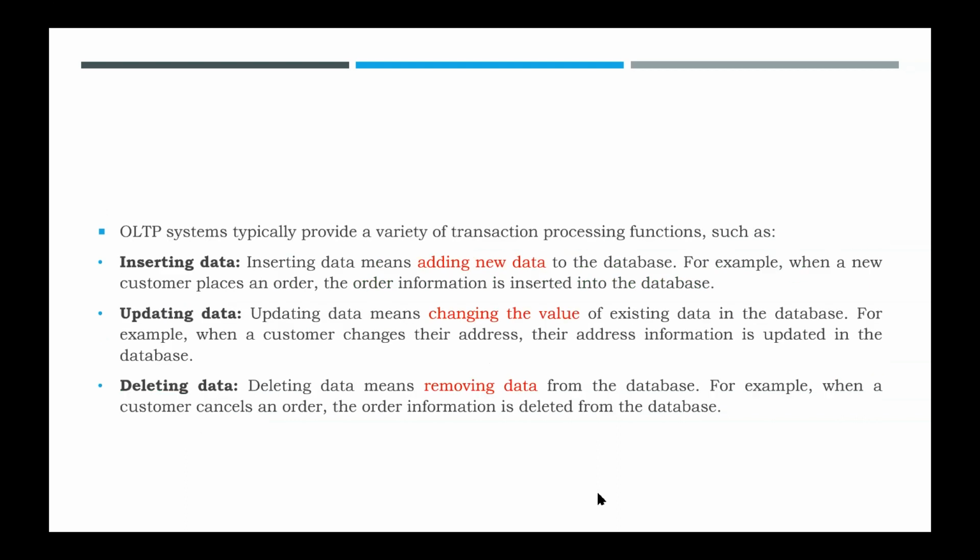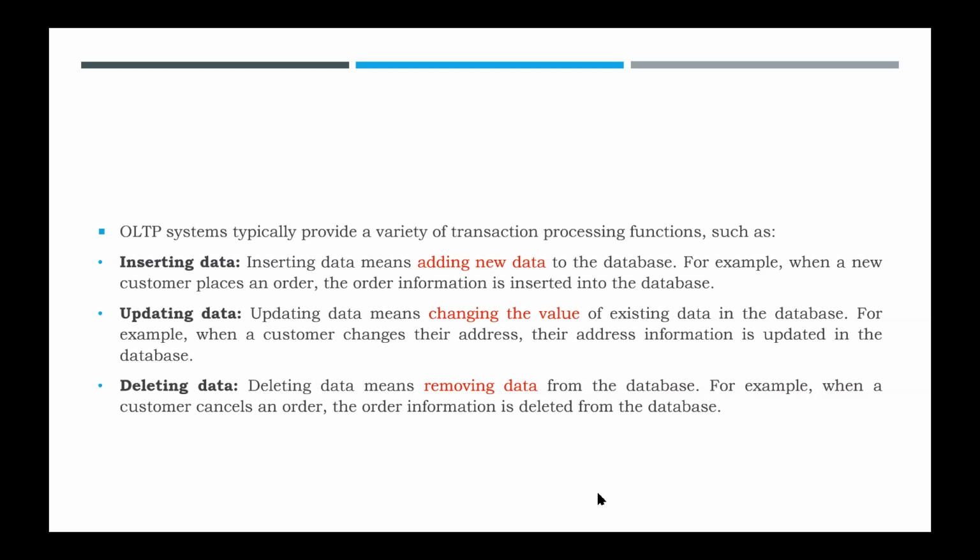Next, we have that an OLTP system typically provides a variety of transaction processing functions such as inserting data, updating data, and deleting data. Insertion means we are going to be adding some records in the student data, for example new students coming to the second year by writing some exam and entering into the second year, lateral entry, we can say. The data has to be inserted into the database. That is called adding the new data.